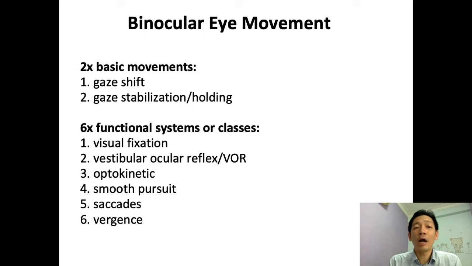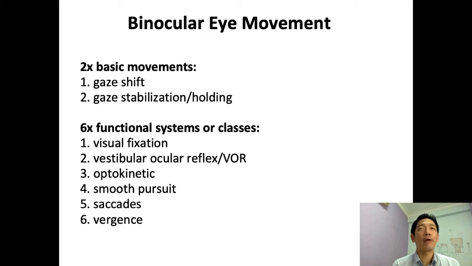Okay. So how about the functional system? Yeah, make you more confusing. Okay, so basically there are 6 functional systems that we need to discuss later. The fixations, vestibular ocular reflex, optokinetic, smooth pursuit, saccades movement, and also the vergence. Okay, all these 6 functional systems important because they represent a different pathway and also the different physio-anatomy system that are able for you to perform this different system. So very important for you to be able to recognize them.